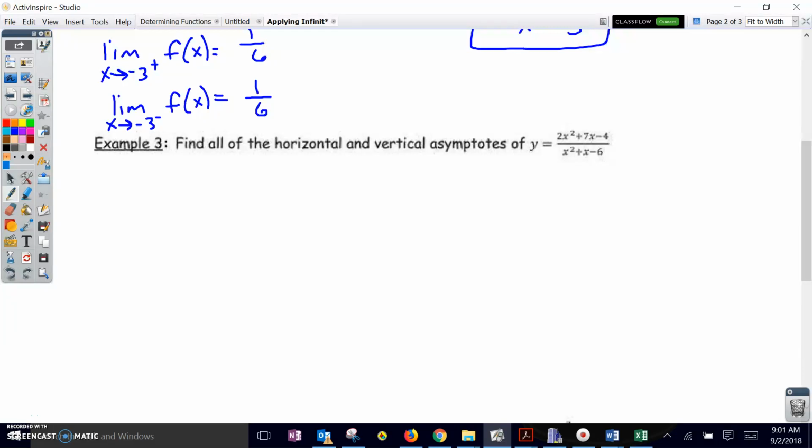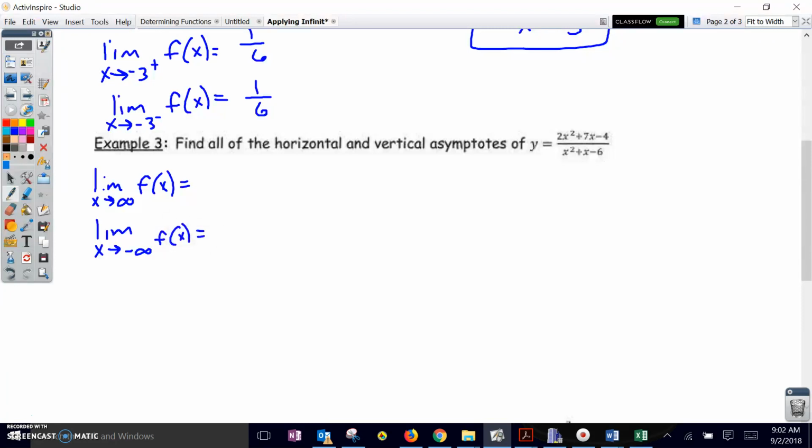Alright, continuing on with our examples of applying infinite limits. In example 3 here, we're supposed to find all the horizontal and vertical asymptotes of y equals 2x squared plus 7x minus 4 over x squared plus x minus 6. So first of all, for the horizontal asymptotes, we need to look at the limit as x goes to infinity of the function. And we need to look at the limit as x goes to negative infinity of the function.